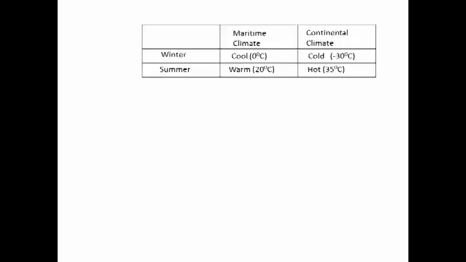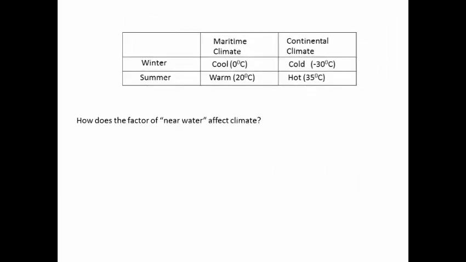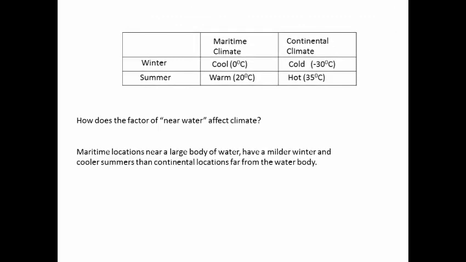So, let's get back to the original question. How does the factor of near water affect climate? Like this. Maritime locations near a large body of water have milder winters and cooler summers than continental locations far from the water body. Thus, maritime temperatures have been moderated by the water body.